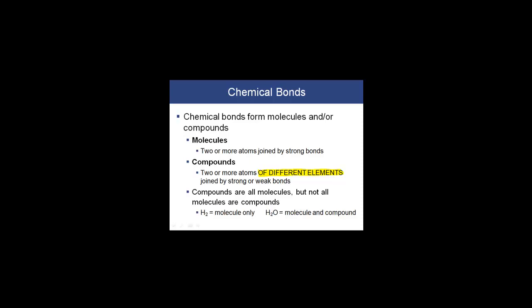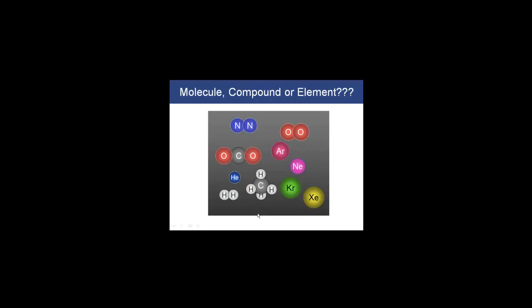And just to give you an example, H2, this is a molecule. It is two or more atoms joined by strong bonds. H2O, on the other hand, is both a molecule and a compound because it contains different elements. You have oxygen as well as hydrogen. To test that knowledge, let's look at some examples, and I need you to indicate whether you have a molecule, a compound, or just an atom.